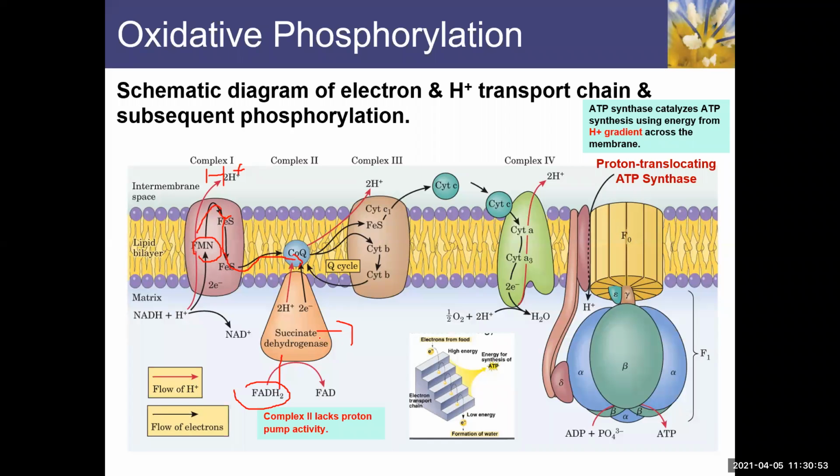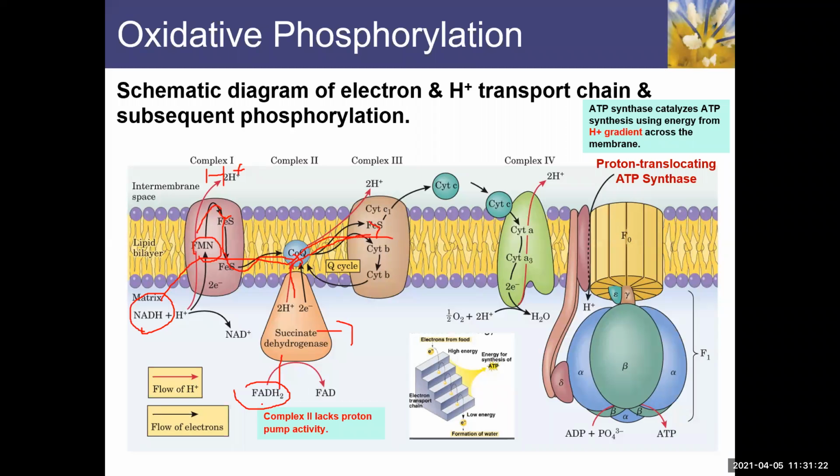As the hydrogen atoms are delivered to complex 2, what's going to happen here? The electrons will move from complex 2 to CoQ, isn't it? And then these electrons will also be given to what? To complex 3. So we gave electrons from the NADH to complex 1. From complex 1, we gave it to CoQ. From CoQ, we gave it to complex 3.